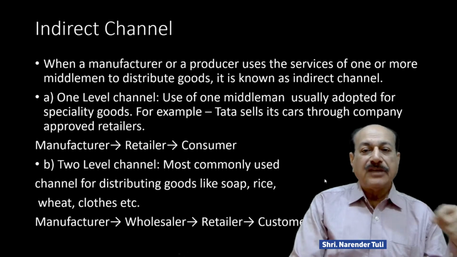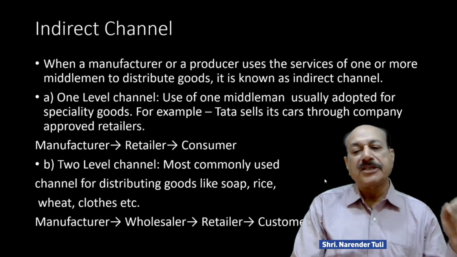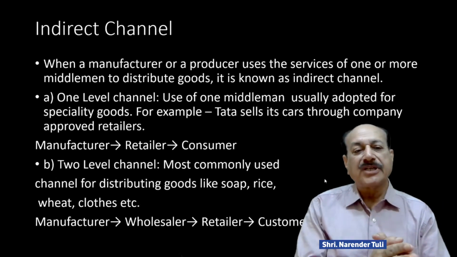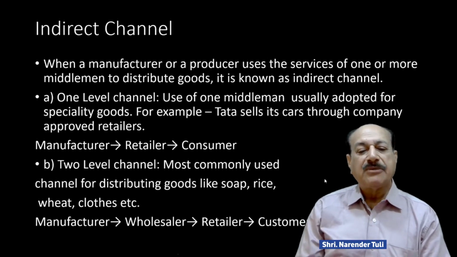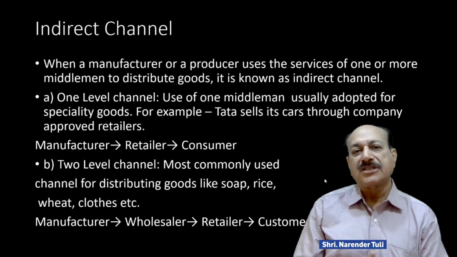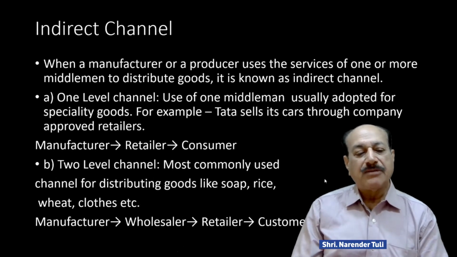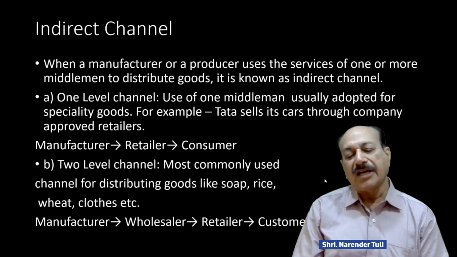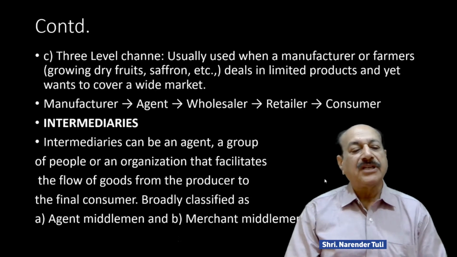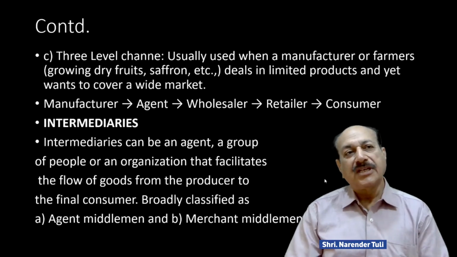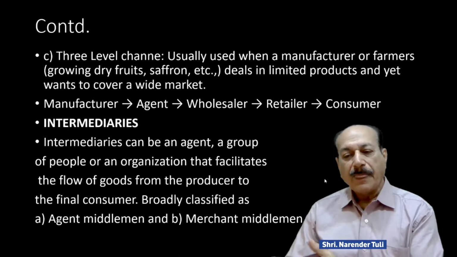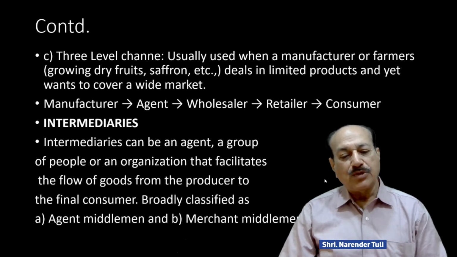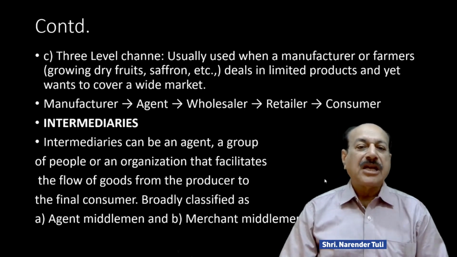If there is more than one intermediary used by the manufacturer, then that becomes an indirect channel because the customer is being contacted through that particular intermediary. It may be only a one level channel, not just manufacturer, retailer, consumer. It may be two level, where it is manufacturer, wholesaler, retailer, and then the customer. It could be even three when you have an agent, wholesaler, retailer, consumer. Three different levels involved. These intermediaries can be an individual, a group, an agent, or an organization.